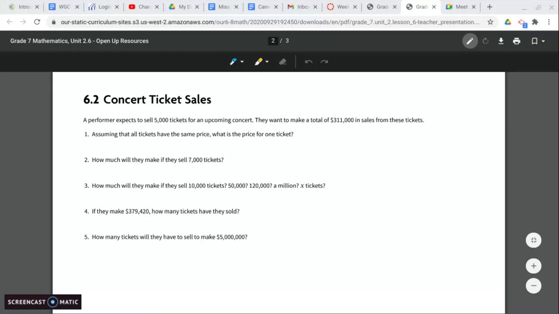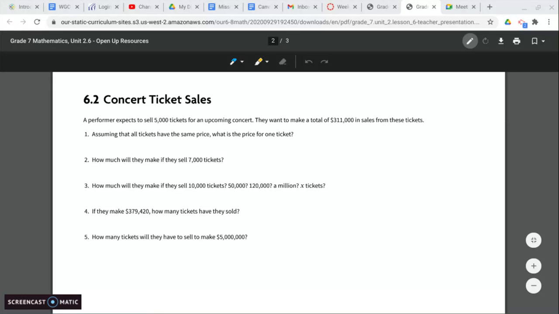So we're looking at 2 lessons today. We're going to start with lesson 6, using equations to solve problems. What we're looking at here is concert ticket sales. A performer expects to sell 5,000 tickets for an upcoming concert. They want to make a total of 311,000 in sales from these tickets. Assuming that all tickets have the same price, what is the price for one ticket?